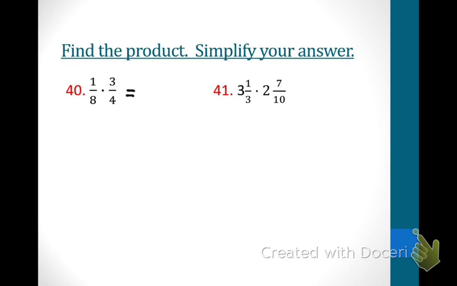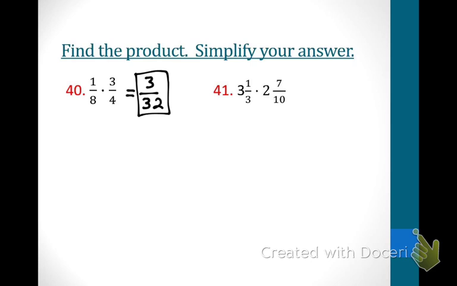What is 1 times 3? 3. 3. What is 8 times 4? 32. 32. Can that be simplified? No. It cannot be simplified. All right, so 3/32 is your answer. Going on to the next one.